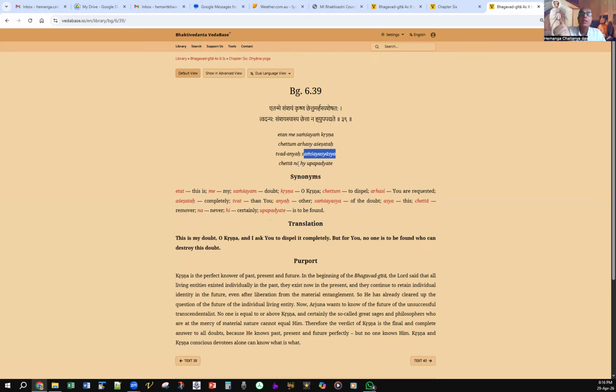So he's not saying like that. He's saying Tvad anyaha. When Uttara's womb was targeted by Ashwatthama's Brahmastra, Uttara came to Krishna. She says, Pahi pahi mahabaho. So Uttara came to Krishna and says, Krishna, please protect me.